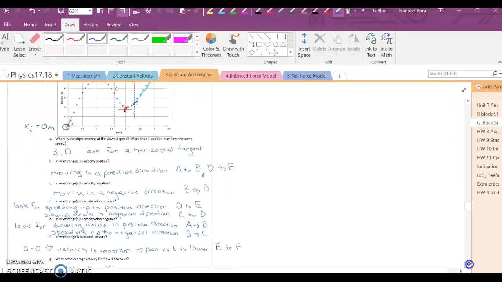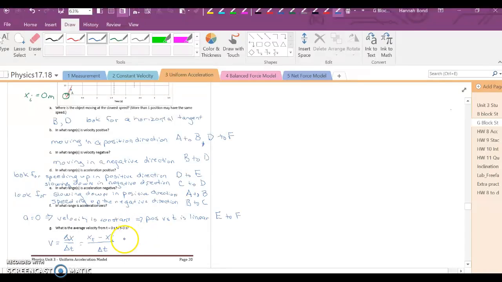So our displacement is 57, that's the final position, minus 0. The time that it took to move that far was 3 seconds, and so the average velocity is 19 meters per second.